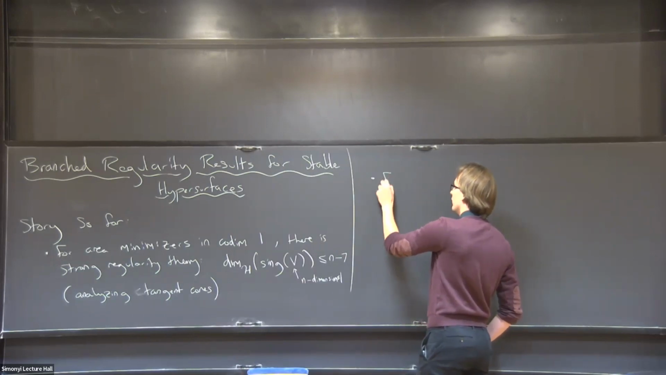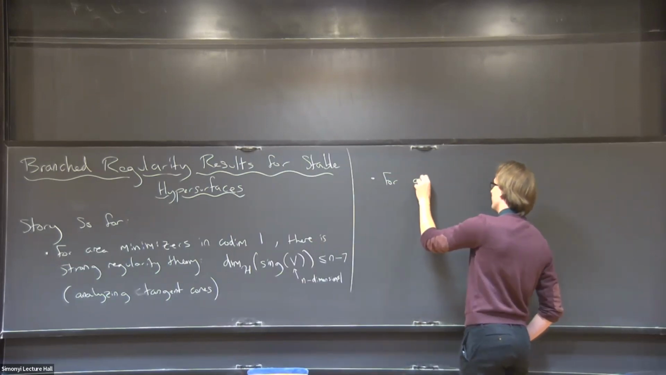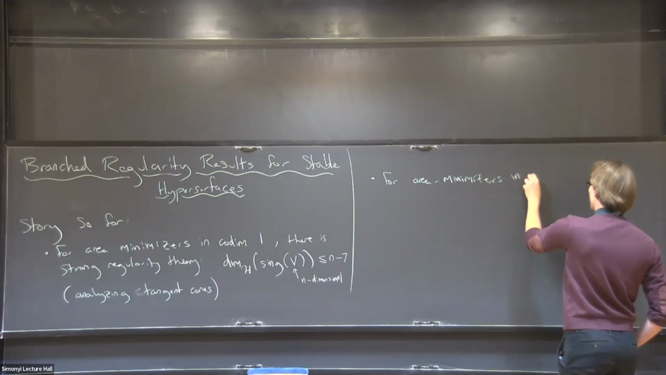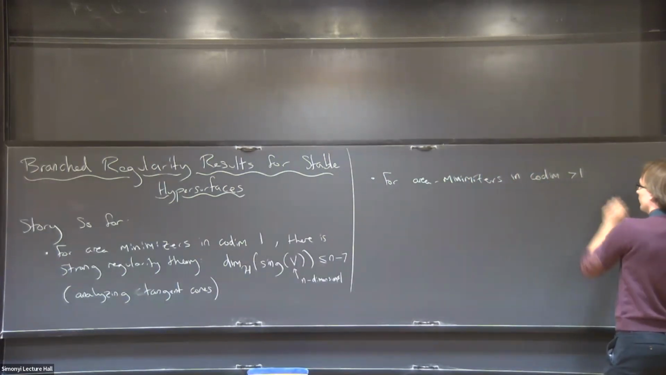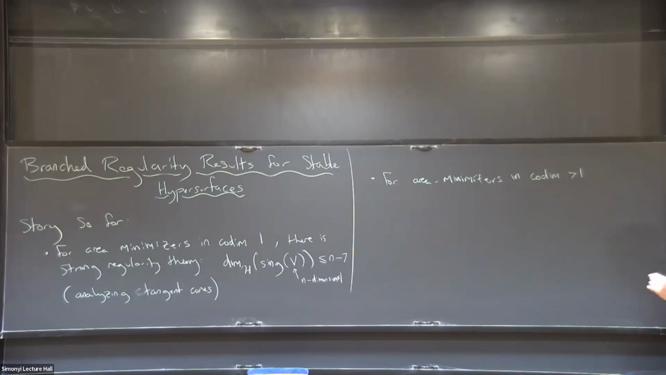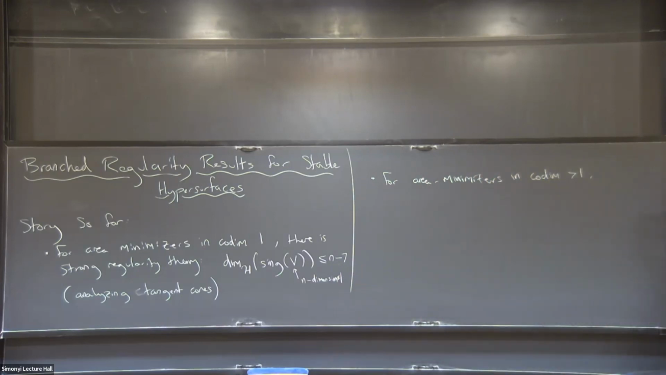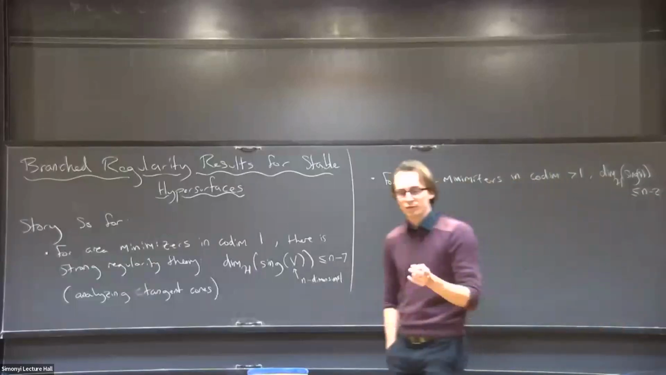So just a note about this. For area minimizers in codimension bigger than 1, the best result currently known, at least, is that the dimension bound on the singular set changes from this n-7 to n-2. So you then have that the dimension of the singular set is at most n-2. And this was initially done by Almgren, and since it's been simplified by Camillo.